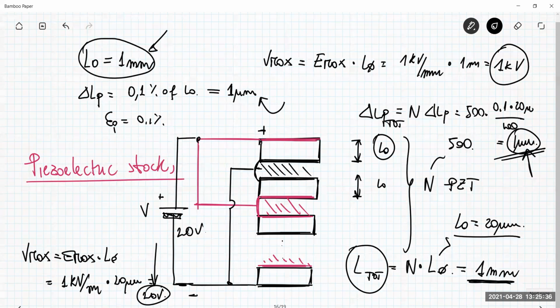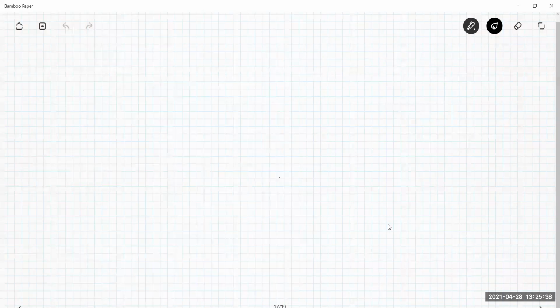Let me discuss a little bit, because we are interested in understanding which can be the electronic drivers for this kind of piezo actuator. So it will be helpful to understand which is the electrical model of this piezo actuator. It's a material that, when you apply a voltage, has an elongation, but in terms of electrical model, how can we describe this material?